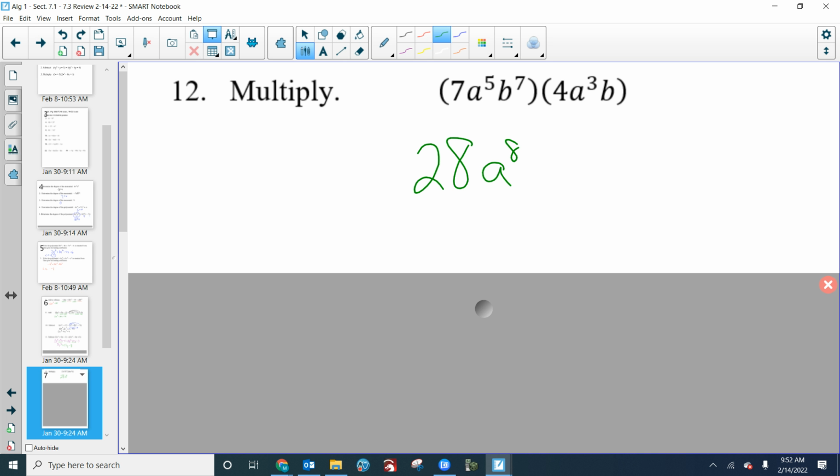What about b now, Corbin? B to the 7th? I'm going to say a strong, firm no. You're wrong. It should be b to the 8th. Why? There's a 1 in front of the b.